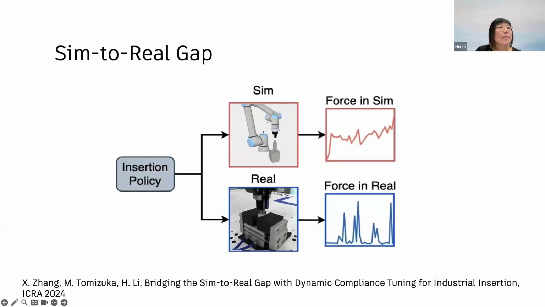This work came from an observation about the sim-to-real gap during the assembly process. One important observation is that even with the same insertion policy, when we apply it to different domains, say sim and real, the contact force is very different. And we believe that's the main cause for the policies not working in a different domain for these contact-rich insertion tasks.